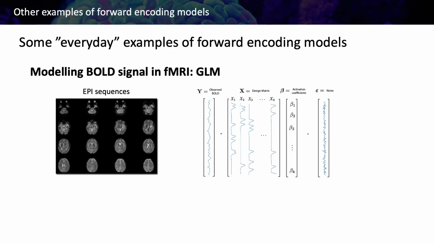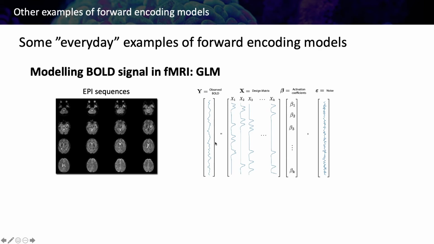Now, to finish this part on forward encoding models, forward encoding models are not something that's super new for most of you, and probably you have used them before. One example is the GLM applied to model the blood oxygen level dependent signal, the BOLD signal in the brain, and what you are basically doing when you model the BOLD signal.